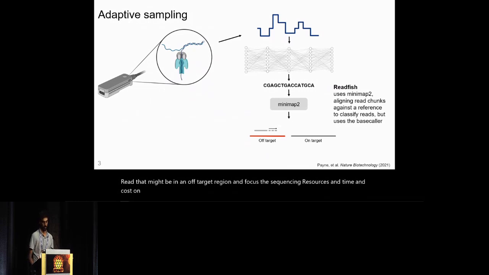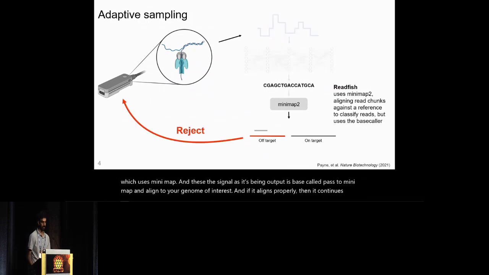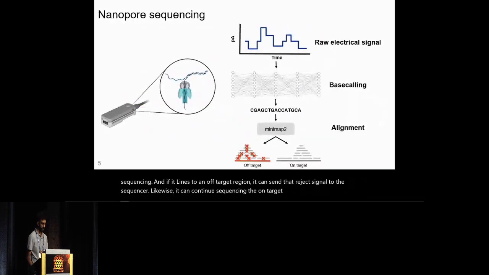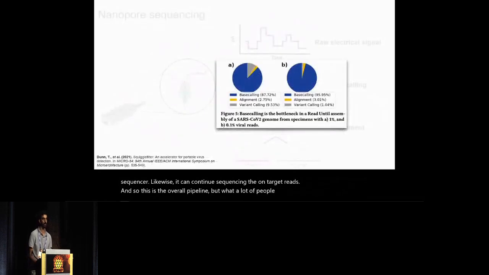And so one of the first tools to do this was ReadFish, which uses Minimap, and the signal as it's being output is base called, passed to Minimap, and aligned to your genome of interest. And if it aligns properly, then it continues sequencing. And if it aligns to an off-target region, it can send that reject signal to the sequencer. Likewise, it can continue sequencing the on-target reads. And so this is the overall pipeline, but what a lot of people have noticed is that the base calling step represents a large bottleneck in this pipeline.